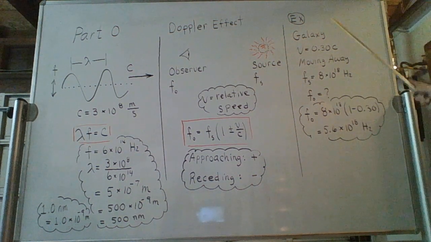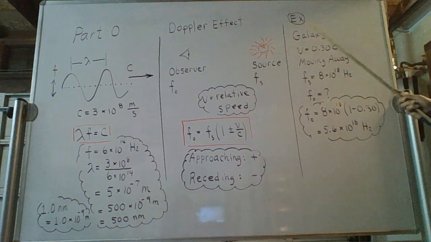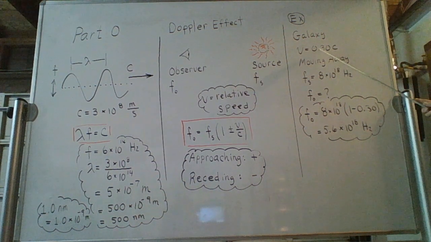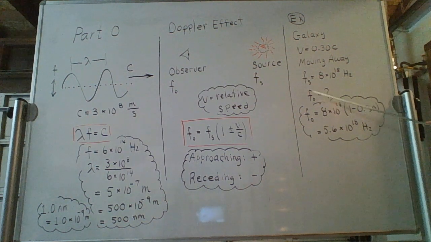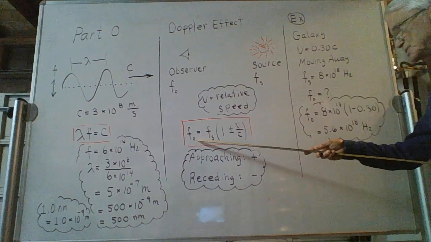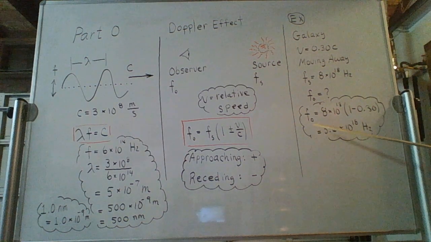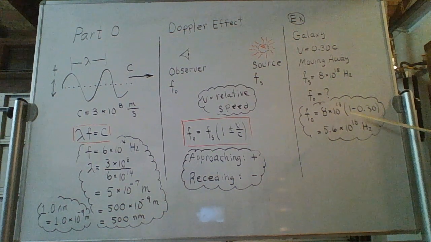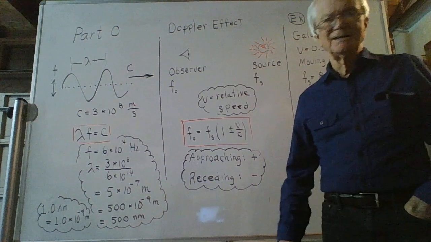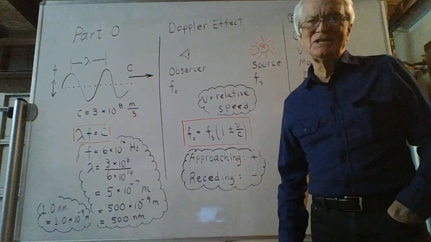Well, let's work a simple problem. There is a galaxy moving away from Earth at a speed of 3/10 the speed of light. Its broadcast frequency is 8 times 10 to the 18th hertz. That's the source frequency. What is the observed frequency? Well, this is the equation. It's very simple to put to use. F sub O is the desired quantity. It's F sub S, which is 8 times 10 to the 18th, times that parentheses with a negative sign chosen. Final result, 5.6 times 10 to the 18th hertz.